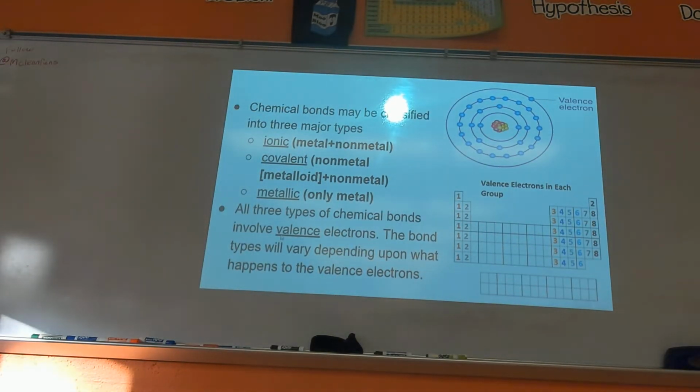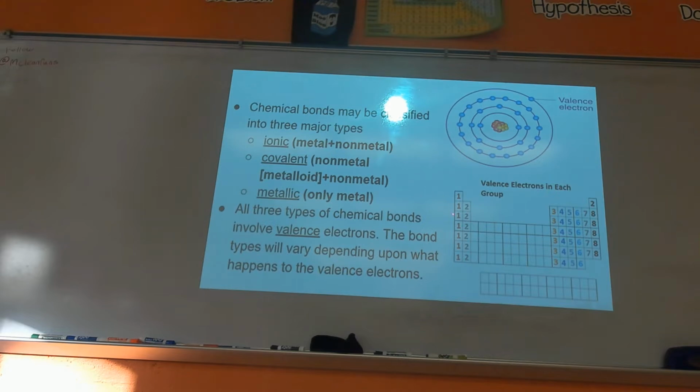All right. Now, what is actually happening in a bond is that bonds always involve the valence electrons. Remember, the valence electrons are the outermost electrons. So here there is only one valence electron in that atom. Okay. So in order to understand how bonds work, you have to remember how many valence electrons a certain element would have.